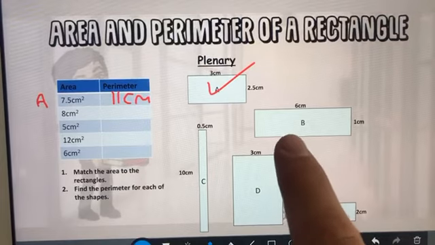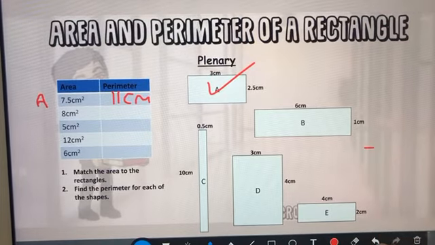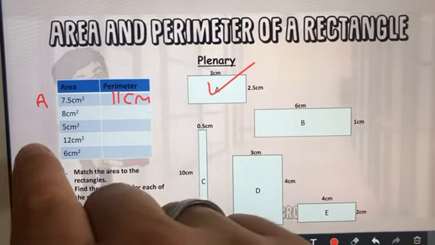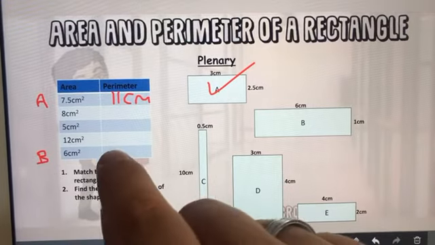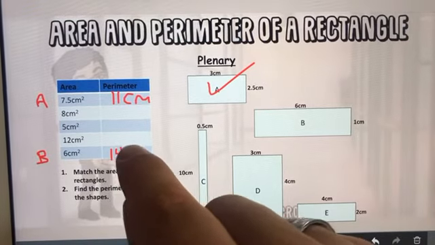Okay, shape B, 6 times 1 is 6. So shape B is right on the bottom. Okay, 6 plus 1 plus 6 plus 1 is 14 centimeters for the perimeter.